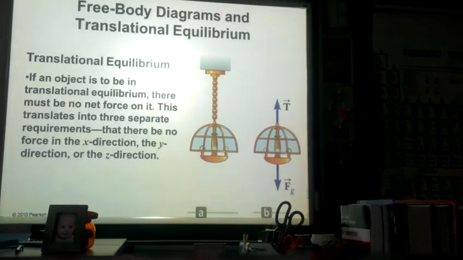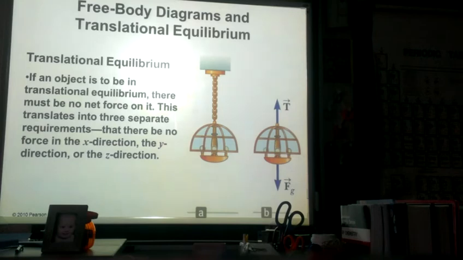So let's get into utilizing Newton's second law. There are certain problems that you're going to see more often than not in terms of Newton's second law. One of those is called a translational equilibrium problem, meaning that something is at rest, or it's moving at constant speed. So there's no net force acting on it, which means that if we're writing an equation, net force is just going to be equal to 0. So if an object is in translational equilibrium, there must be no net force on it. So this means there's no net force in the x direction, there's none in the y direction, and there's none in the z direction.